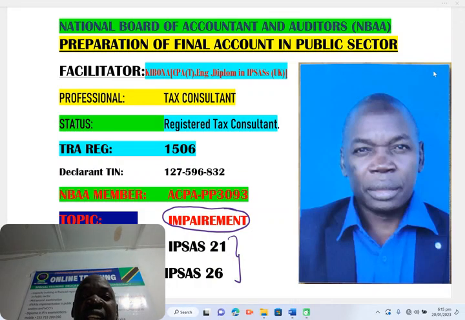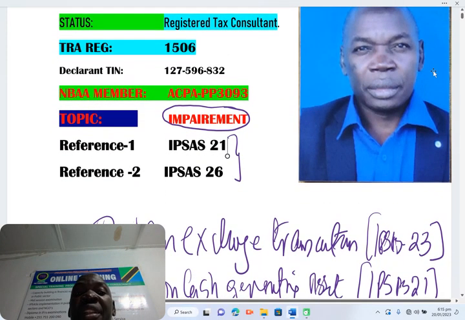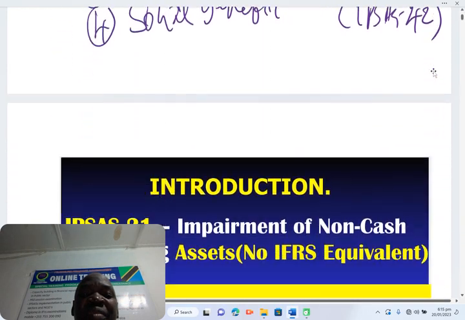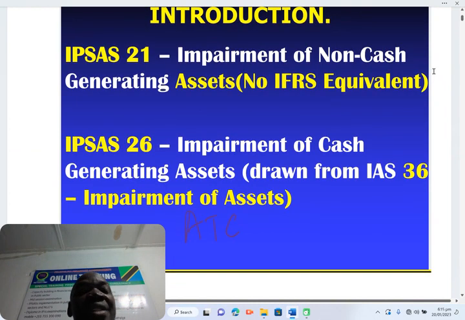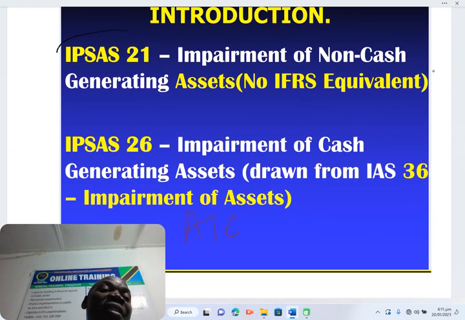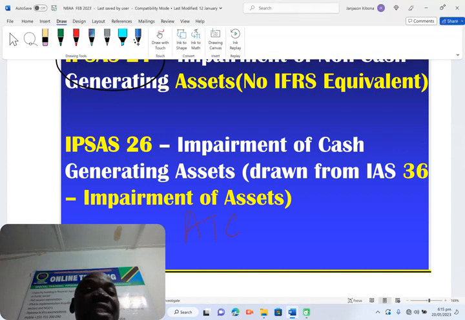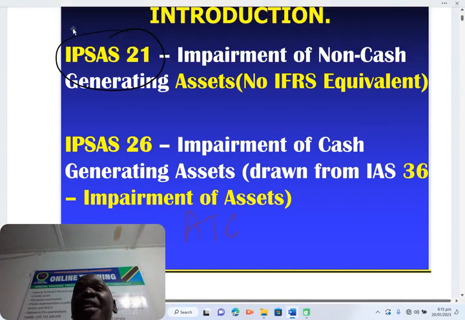Okay. So as I said, impairment has two dimensions: we have exercise number 21 and exercise number 26. The difference is that when there is an asset that generates cash, its treatment is different from the other. So we had an introduction on how to handle this. IPSAS 21, in actual sense, was rooted in the basic characteristics of what? Public sector. Therefore, it does not have an IAS equivalent.